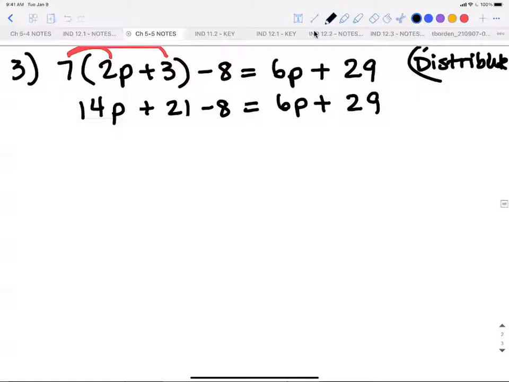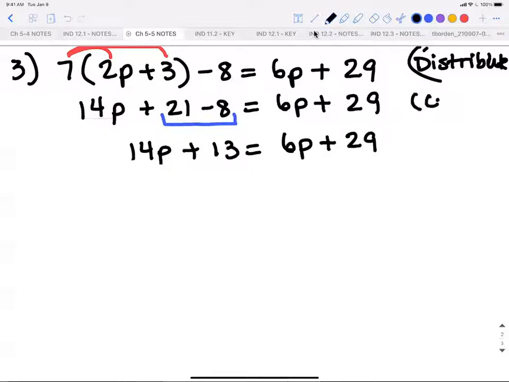Now we want to look to see if there are any like terms we can combine. And this is taking each side separately. This is not moving things left and right yet. This is just looking at the left-hand side and saying, is there anything over there that's like that I can write in a more simplified manner, right? And the answer would be that yes, you've got this 21 and this negative 8. They're both numbers without a variable. So we can combine them. So that gives us 14p, because we're not messing with that. 21 minus 8 is positive 13. And then we didn't do anything to this side. So this was our combine like terms step.